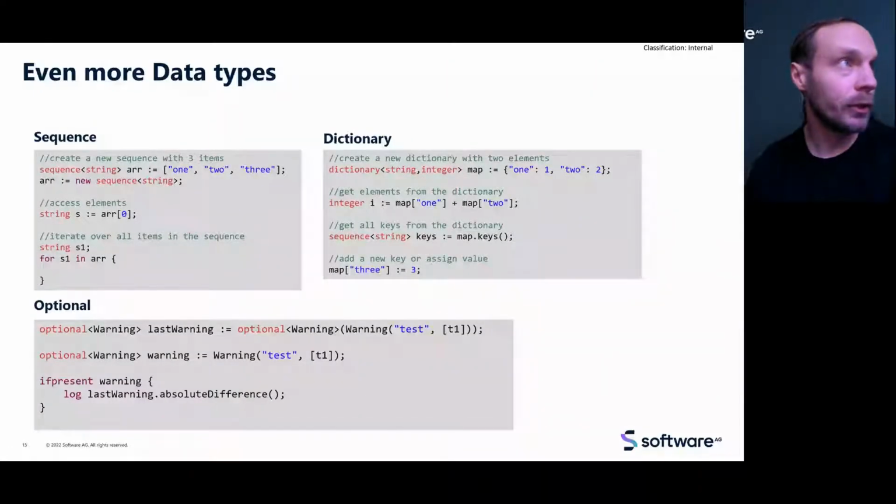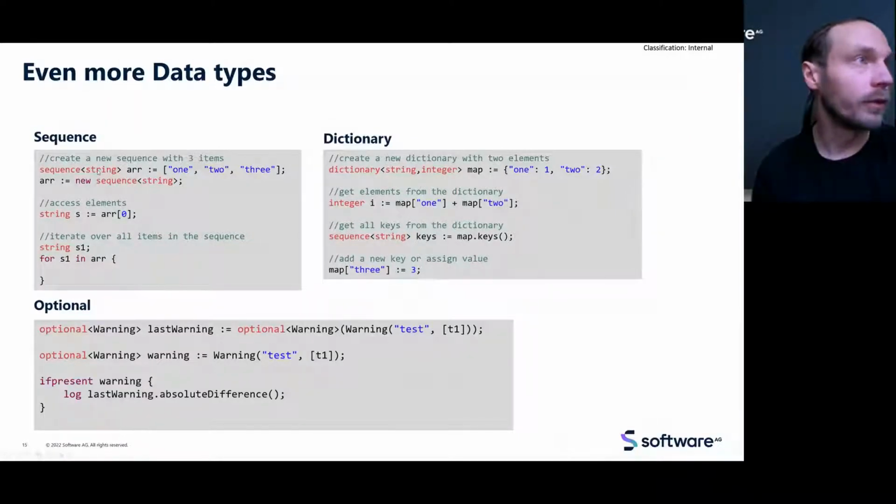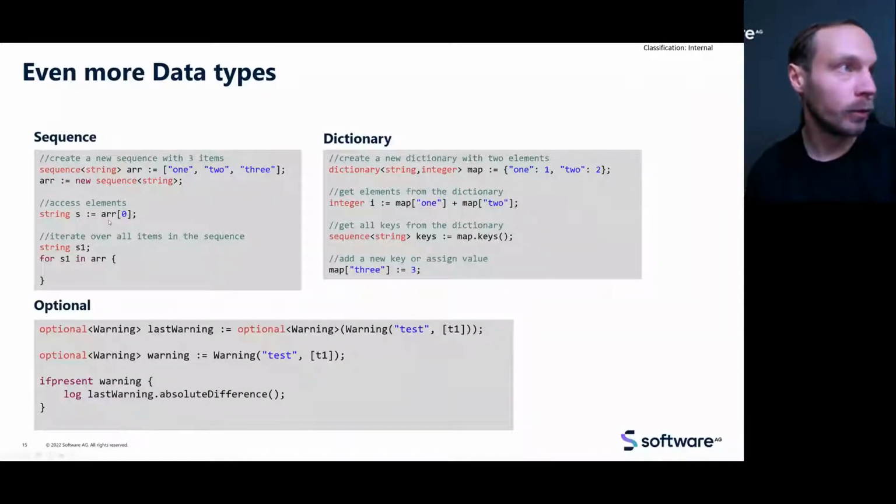Just some more commonly used data types, quickly. The sequence, which is really just array-like, is created like this. A sequence will always have a type. In this case, it's a sequence of type string. We can access this array by index, and we can iterate over it.